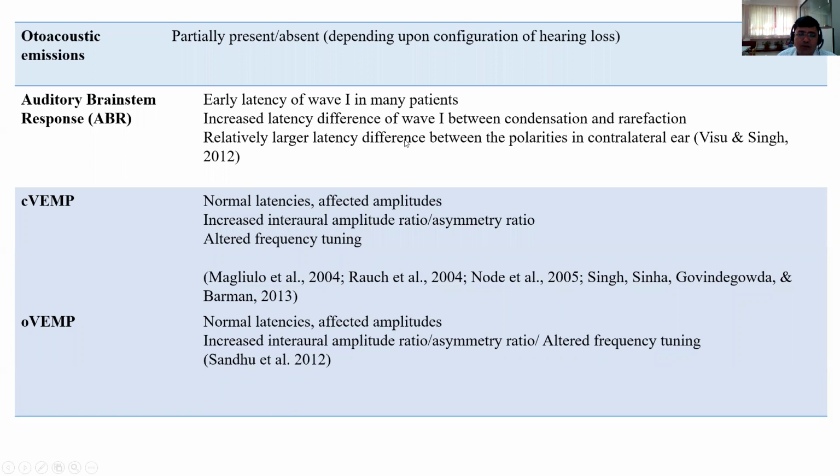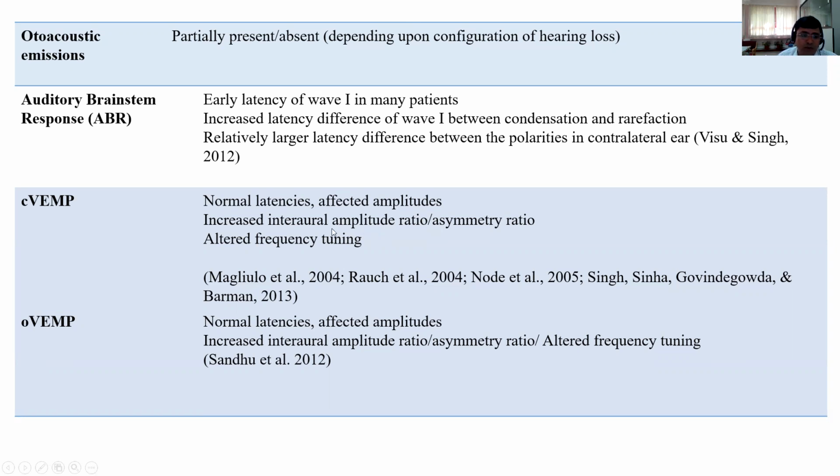Otoacoustic emission again may be partially present or absent depending upon the degree of hearing loss and configuration of hearing loss. Auditory brainstem response here does have an importance in Meniere's disease, since it's a cochlear hearing loss, to understand which wave is present or absent and the nature of the waves. Even the vestibular assessment has a significance here.